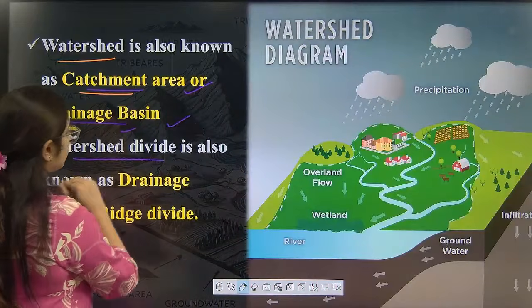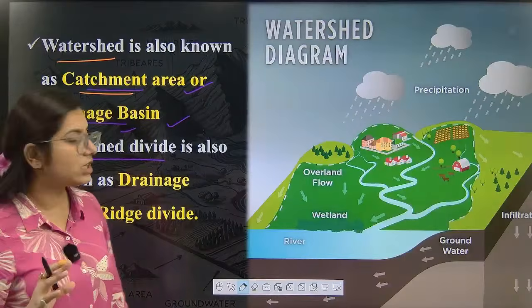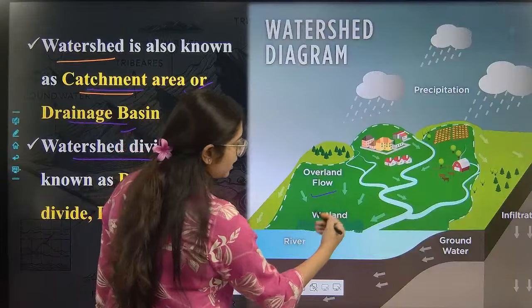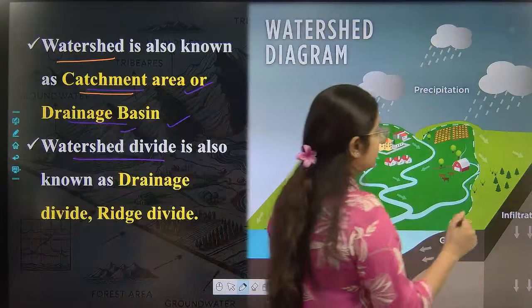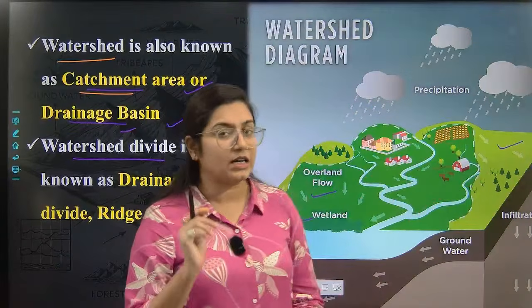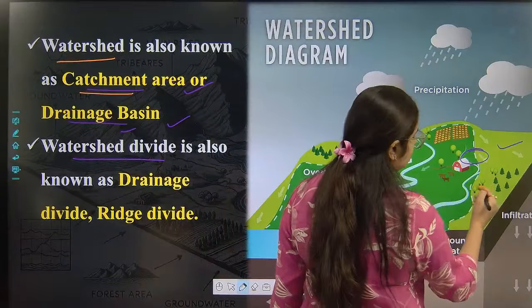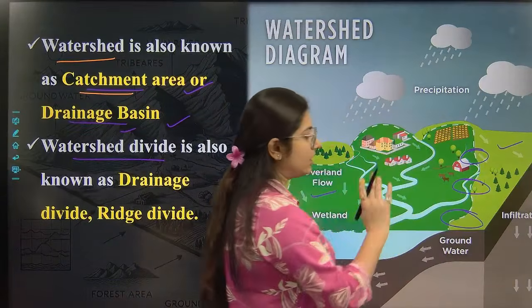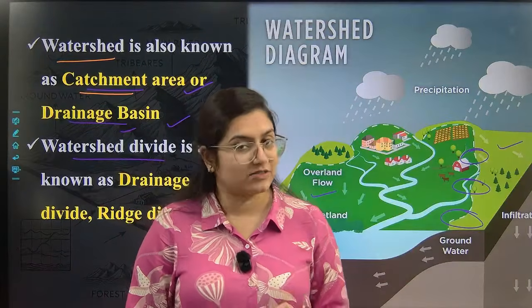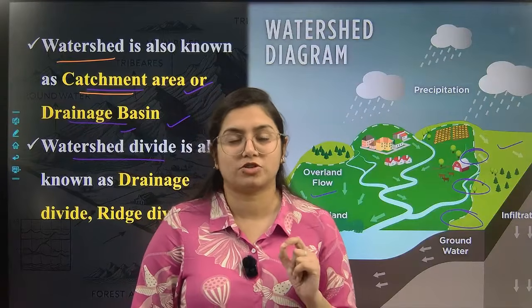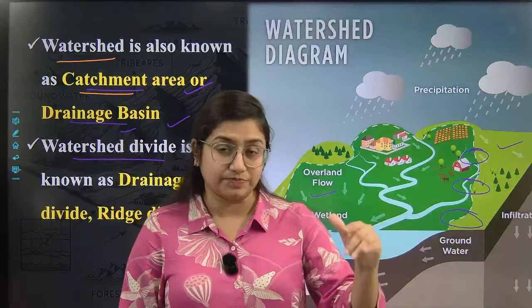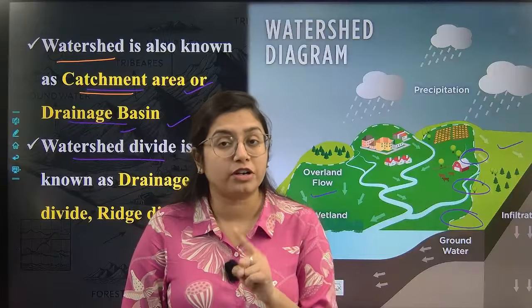Now, watershed divide. What is the meaning of the term watershed divide? See this figure. You can clearly see that this part is shaded dark green and this part is shaded light green, and the dark green and light green parts are divided by this white line. Can you see that? What is this white line? This white line is known as the watershed divide. It is the high line that divides the different watersheds.